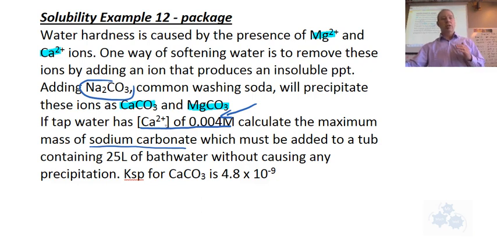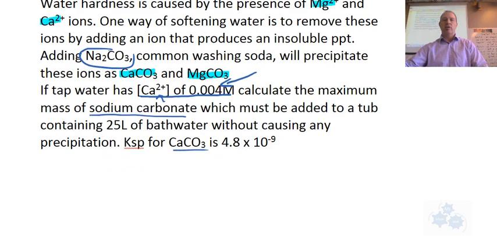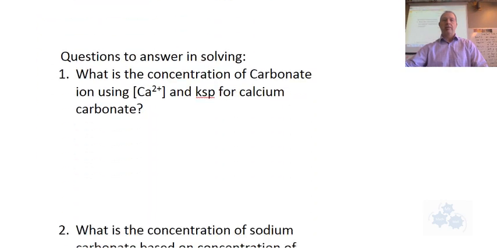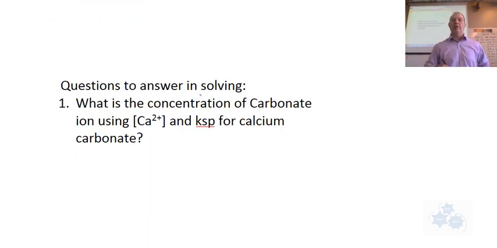So we're going to use the KSP for calcium carbonate. We're going to use the given concentration for calcium, and we're going to find out how much carbonate ion, first of all, we would need. And then we'll go backwards to find out how much sodium carbonate we will need to give us that amount of carbonate ion. So the steps here, I've given you some steps. Question number 1 to answer in solving this: what's the concentration of carbonate ion using the calcium concentration and the KSP?